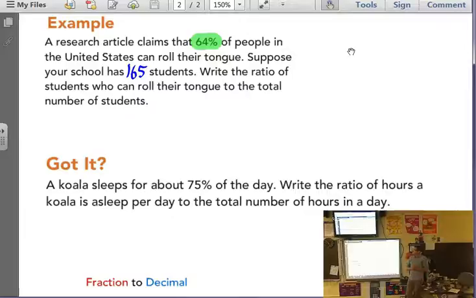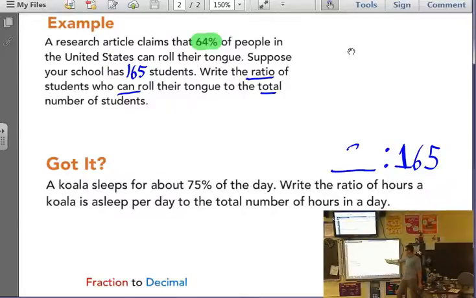So write the ratio. We're going to need to write the ratio of students who can roll their tongue compared to the total. So obviously our total is 165. So that's going to be the easy part of our ratio. What we're trying to figure out is how many students can roll their tongue. So ratio is just a comparison of two numbers. We can write it 3 different ways. The way we normally write it is with our colon. So we want to compute 64% of Phoenix.